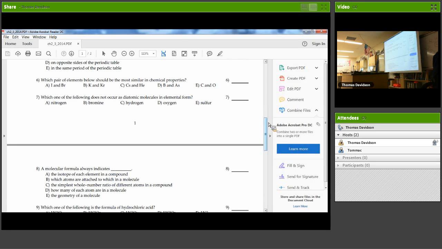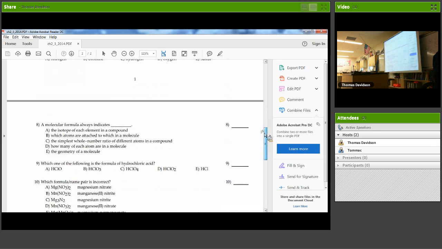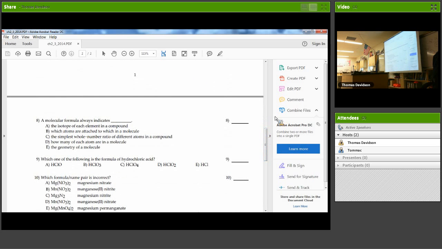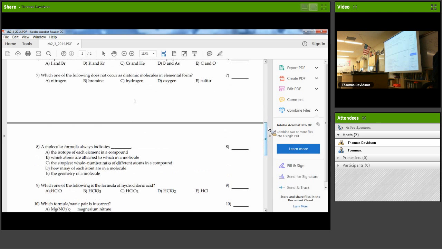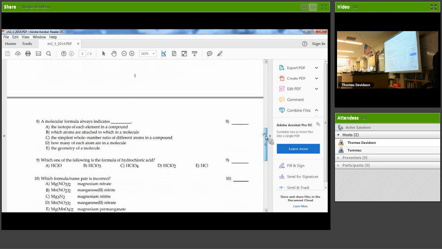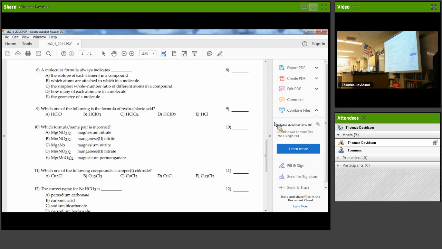How do we know if something is similar in chemical properties? It's in the same family, right? Same up and down column. Which of the following does not occur as a diatomic molecule in elemental form? That should be the question there. If you don't get that one right, then I should just fail and not have to correct the rest of the test. Because that's just memorizing a couple of little things, right?